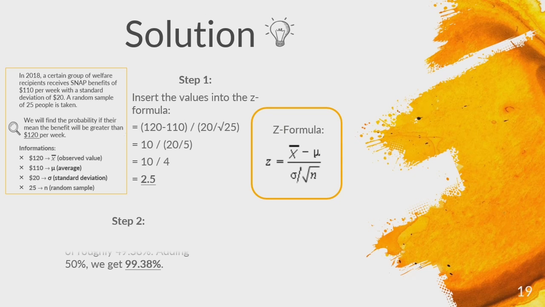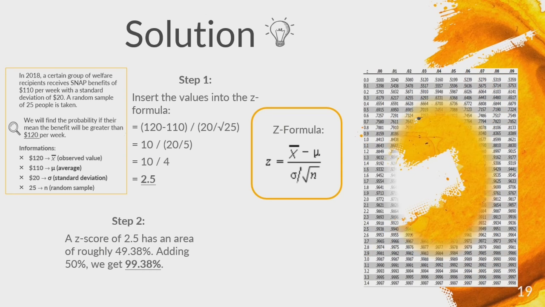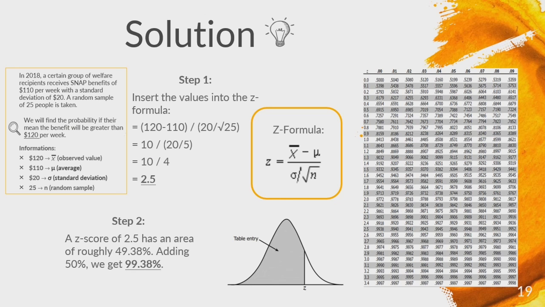And then step 2. We need to look up the table here. A z-score of 2.5 has an area of roughly 49.38%. As you can see, first we need to find where the 2.5 is. Okay, here. And now let's see from this point of view, 0.00, here. But first we need to add 50% so we can get 99.38%, which is here, stated here.